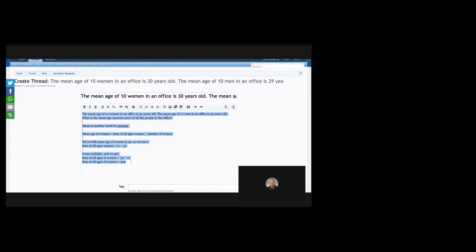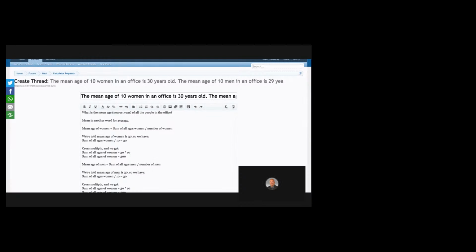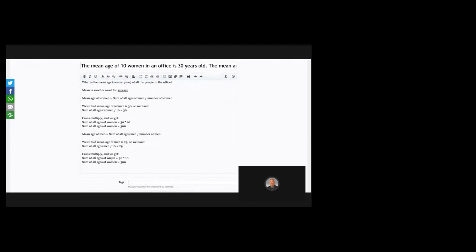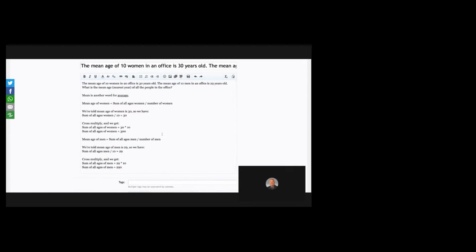Break that down. Now we want to do the men. Age of men. All ages of men. Total mean age of men is 29. So all ages of men. There's also 10 men in that office as well. So it's 29. Cross multiply and we get 29 times 10, 290. All right, so we've broken out the sum of the ages of the women, sum of the ages of the men.